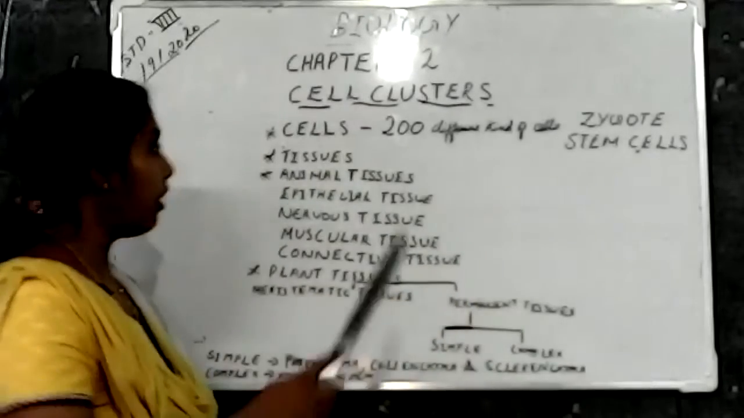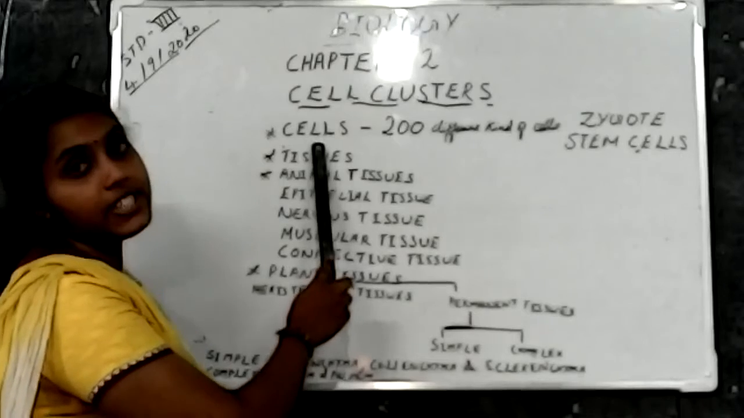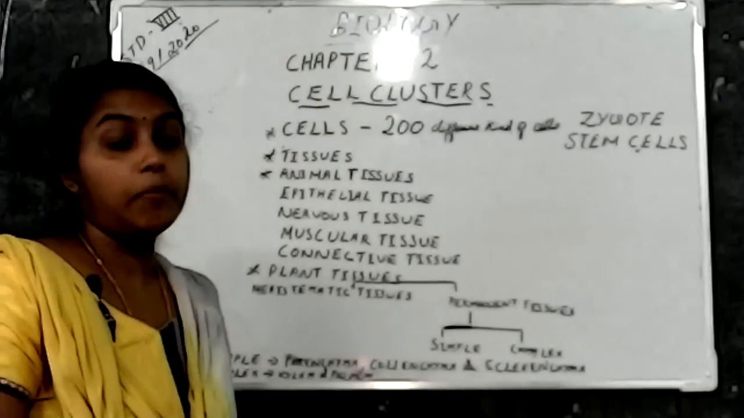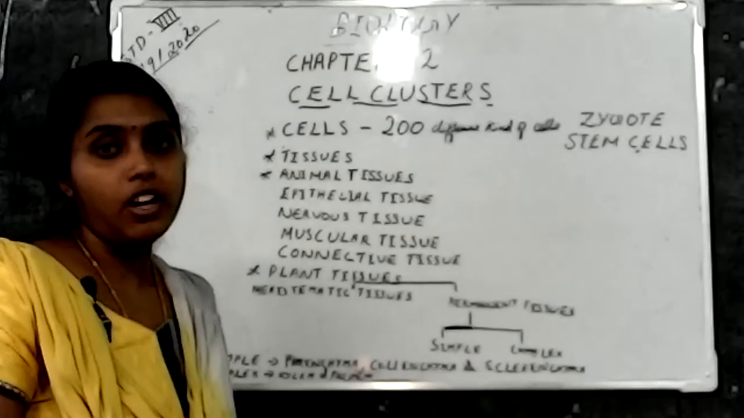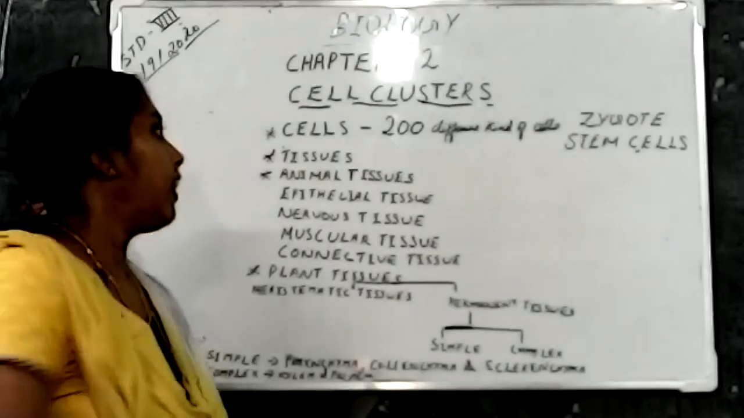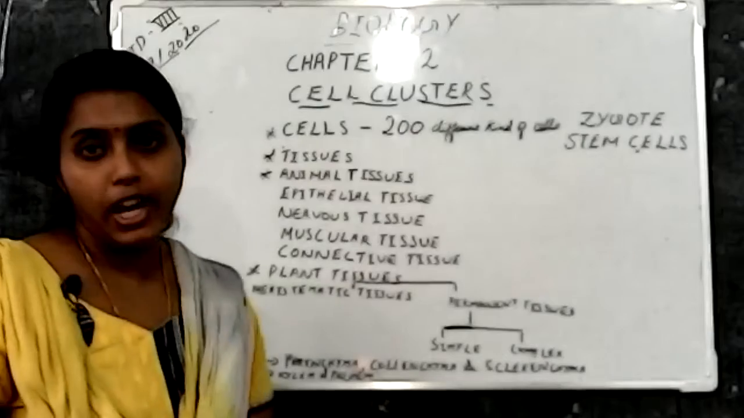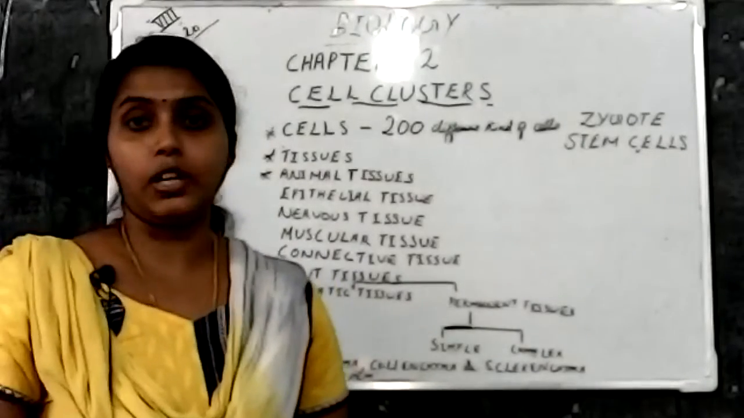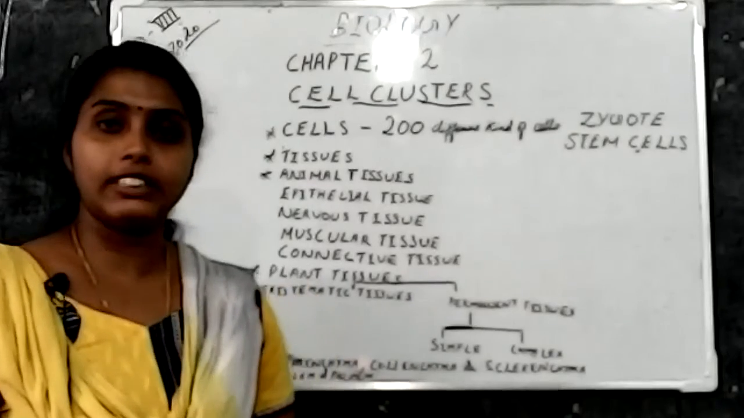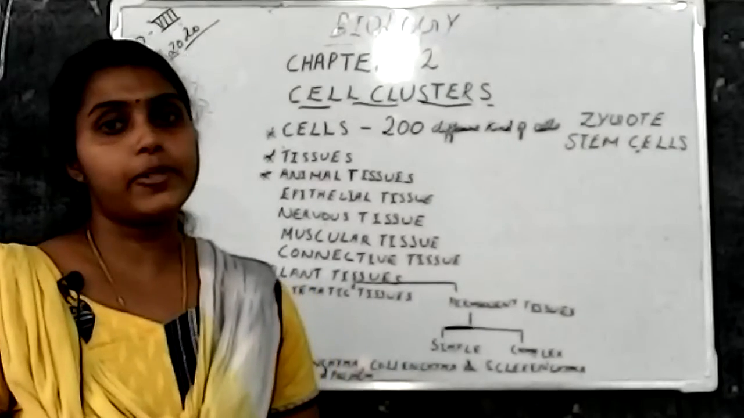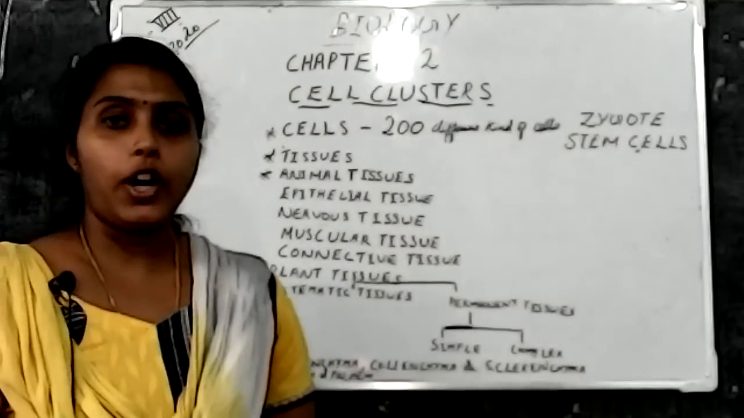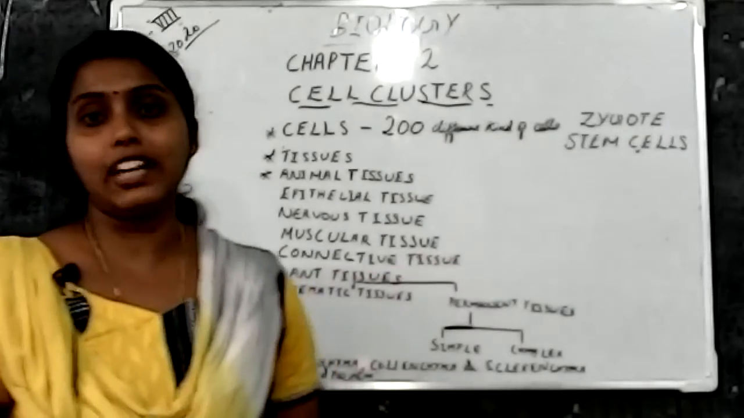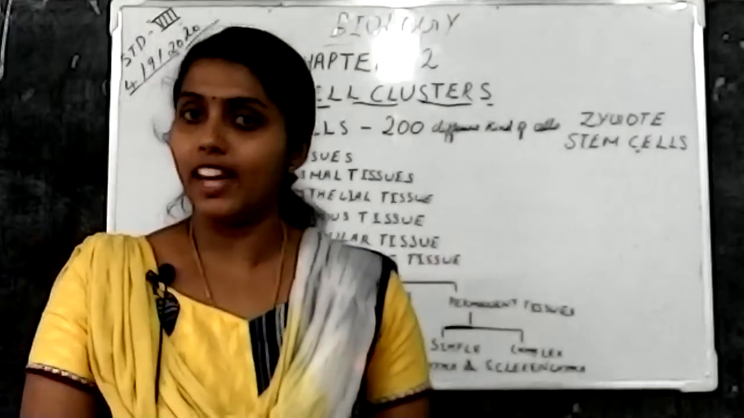Our body is made up of cells. Cells are the basic structural and functional unit of all organisms. There are about 200 different types of cells present in our body, and among them we have studied nervous cells, muscle cells, and blood cells. We also studied the zygote, the single cell from which our body develops.